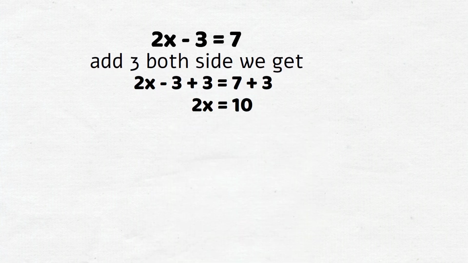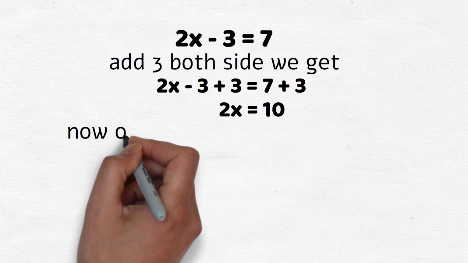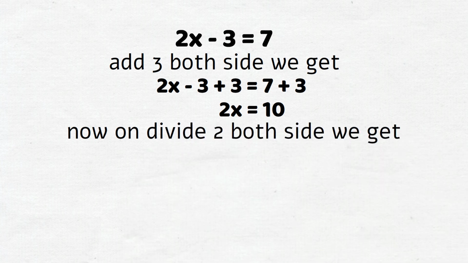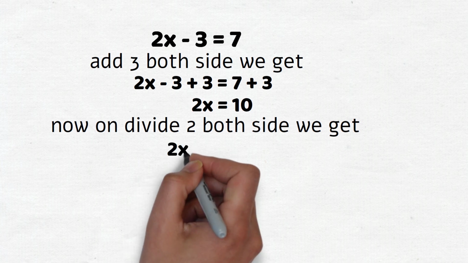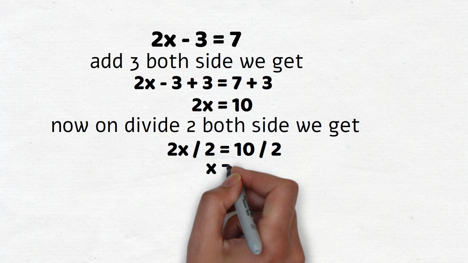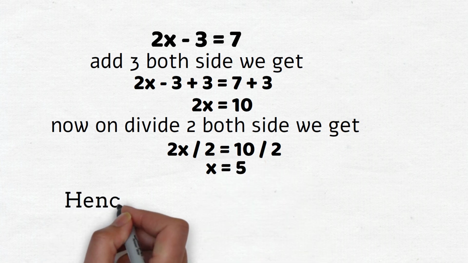2x equals 10. Now here 2 is in multiplication with x, so we have to divide by 2 on both sides. 2x divided by 2 is equal to 10 divided by 2, we get x equals 5. Hence the value of x is 5.